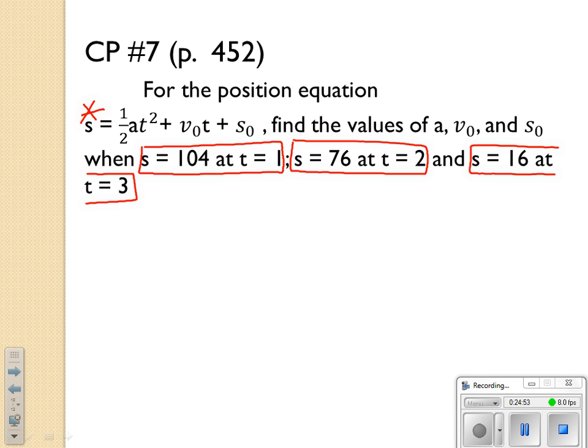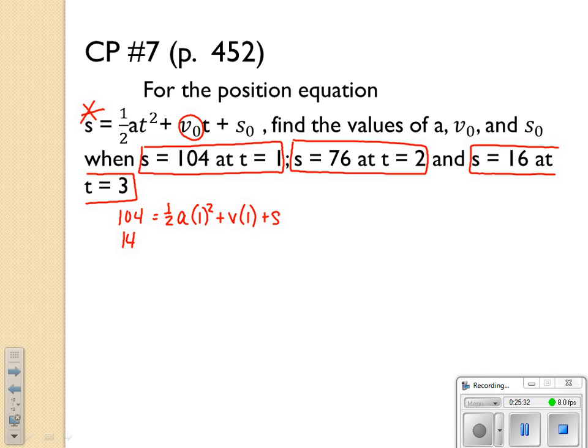So let's go ahead and find those, plugging them in one at a time. We're going to end up with 3 equations here, one for each of our situations. So if s is 104, put that in the s spot. 1/2 times a, we don't have a value for a. Time in this first one is a 1. And then I'm going to leave the subscripts out and just put v times 1 plus s. I just feel it's not quite as clunky to look at if we don't put the whole thing in there. I'm just going to call it v.